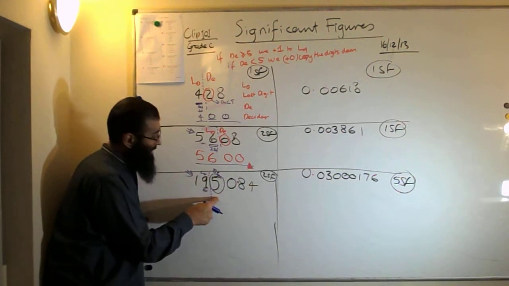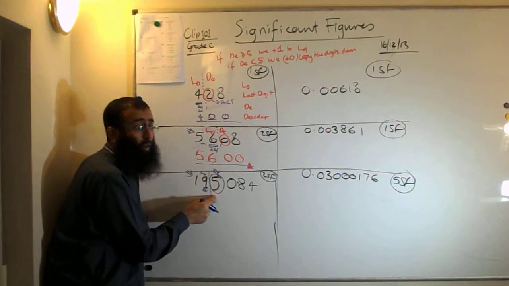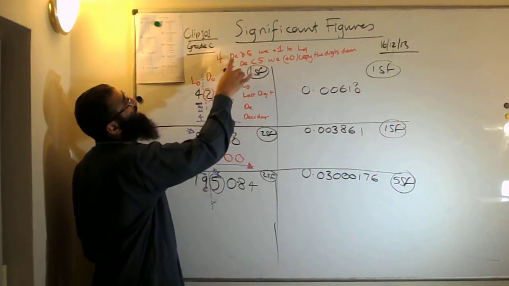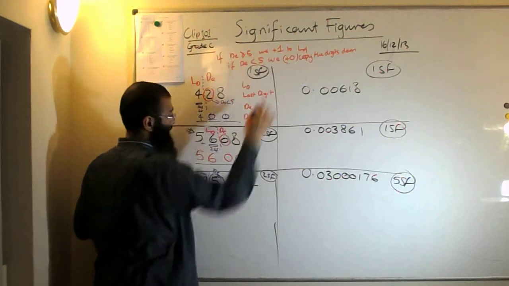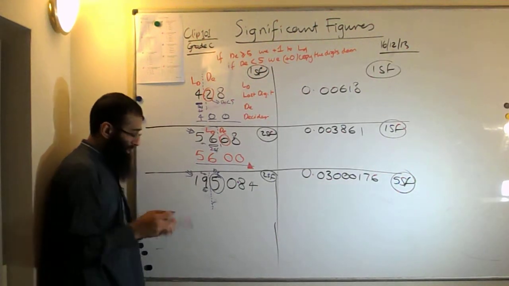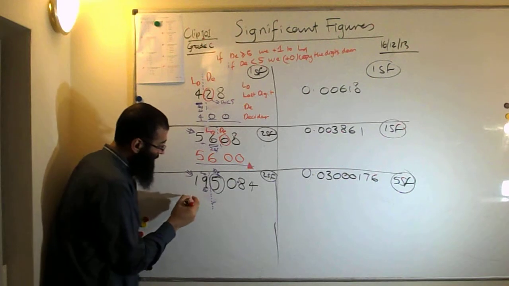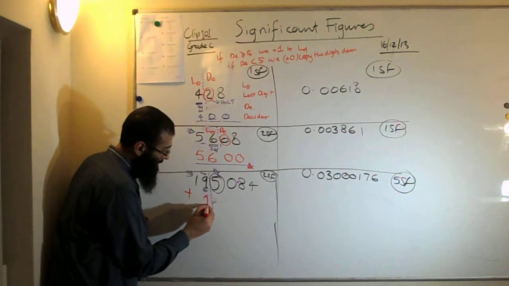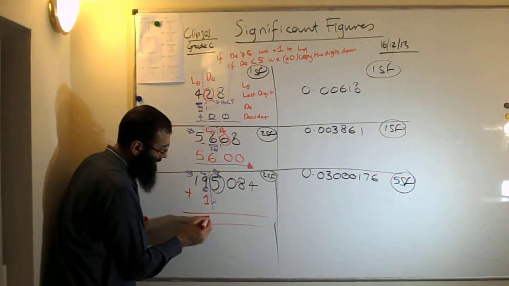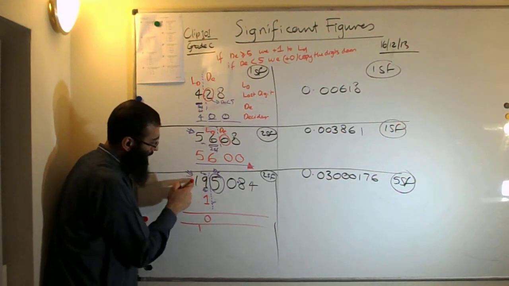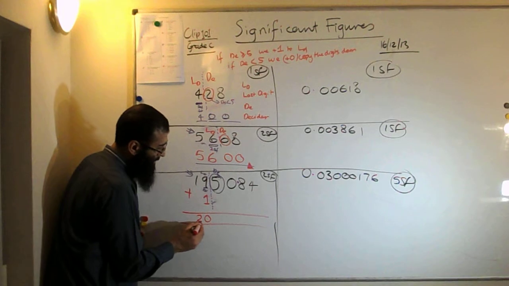So now the next one, Layla, this decider is 5. The rule goes, if the decider is 5 or more, we add 1 to the last digit. And the last digit is number 9. What do we do to it? Add 1. So 9 add 1 is 10. And 1 add 1 is 2.